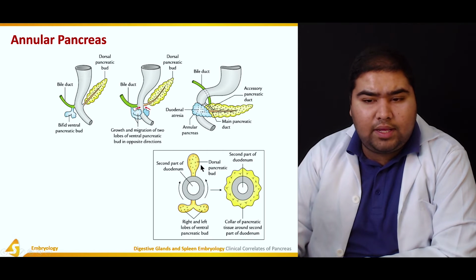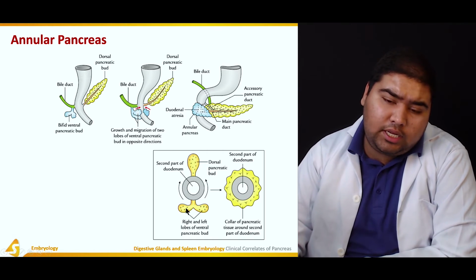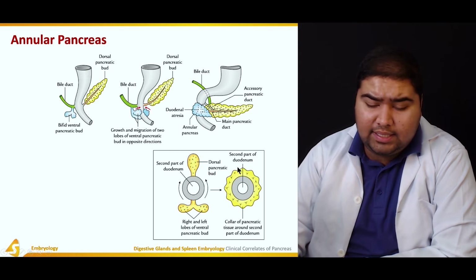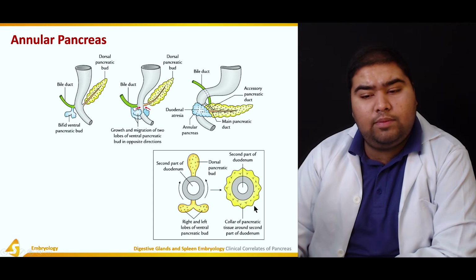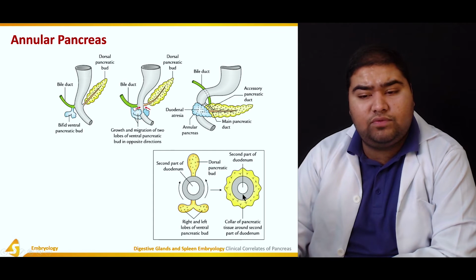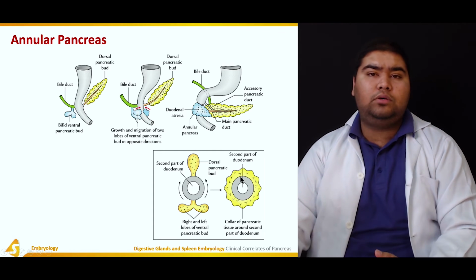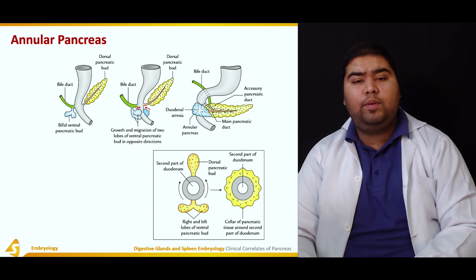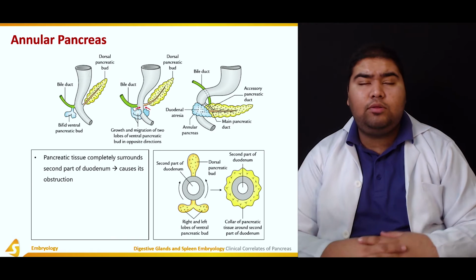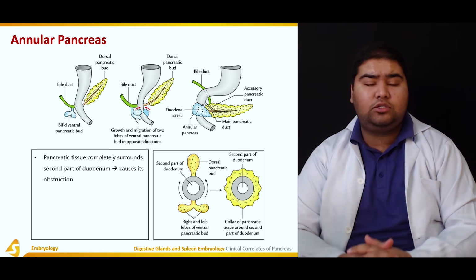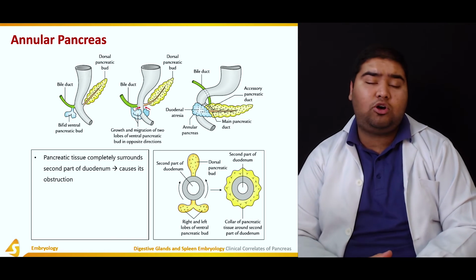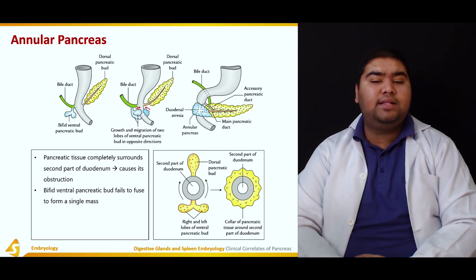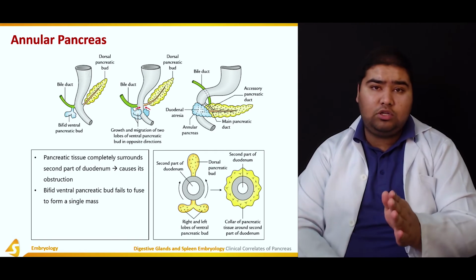So this is the dorsal pancreatic bud. Since there's growth in the opposite direction of both these buds, these buds engulf the second part of the duodenum and a collar of pancreatic tissue is formed around it, as a result of which there is duodenal atresia due to this ring of pancreas. So now the pancreatic tissue completely surrounds the second part of the duodenum and causes its obstruction and tightening. The bifid pancreatic bud fails to fuse to form a single mass. This is the cause of this.